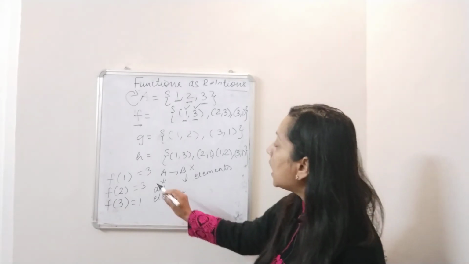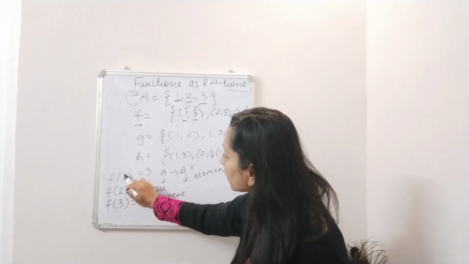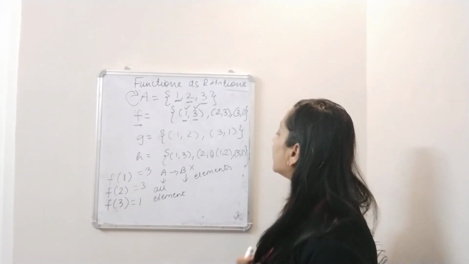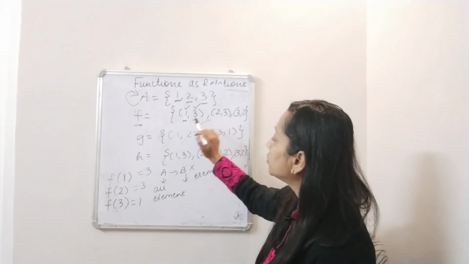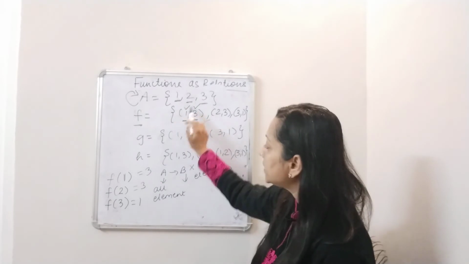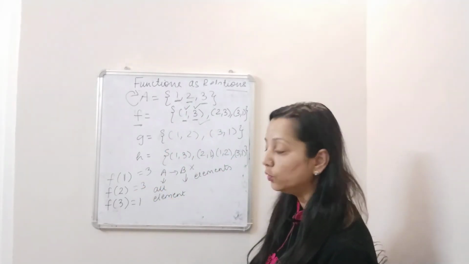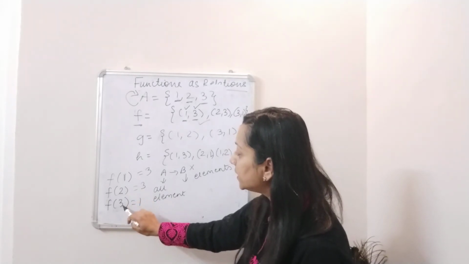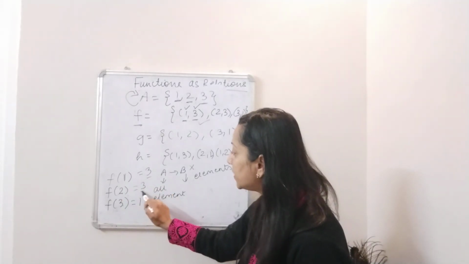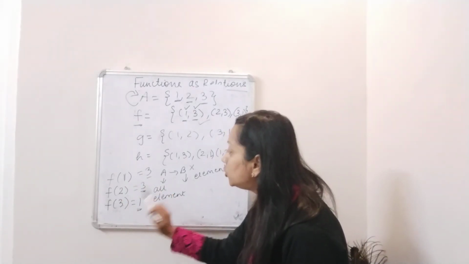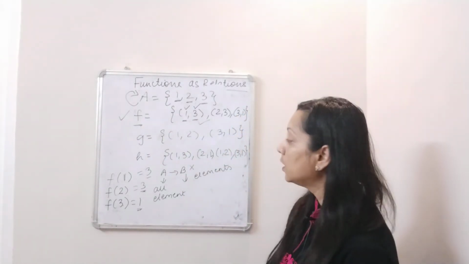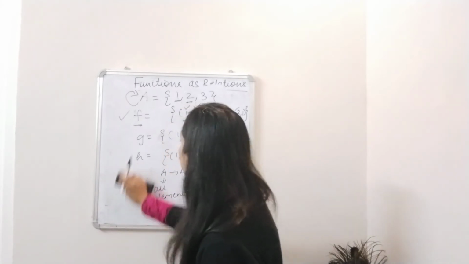Okay. Now, that means this is a function because all the elements of set A have been assigned a value. There exists an image for all the elements of set A. f of 1 has image 3, f of 2 has image 3, f of 3 has image 1. So I can say that f is a function. Okay. Now let's move on.